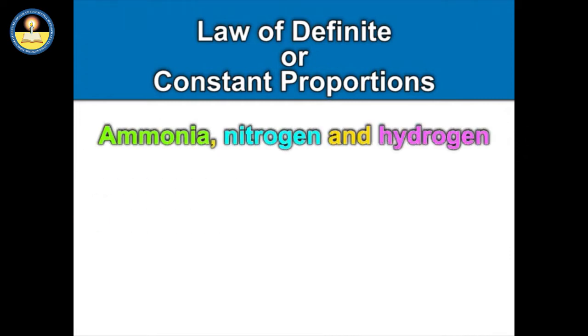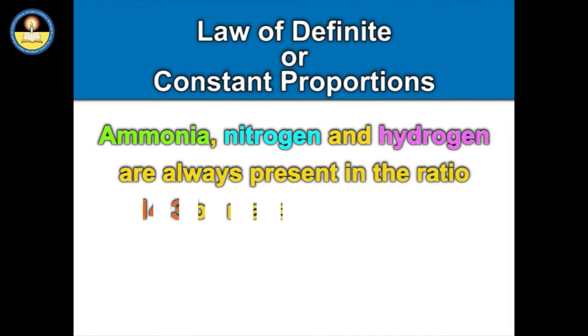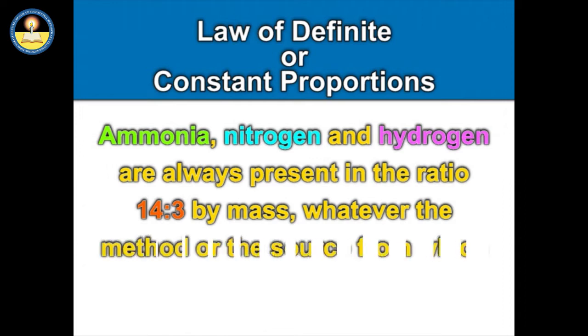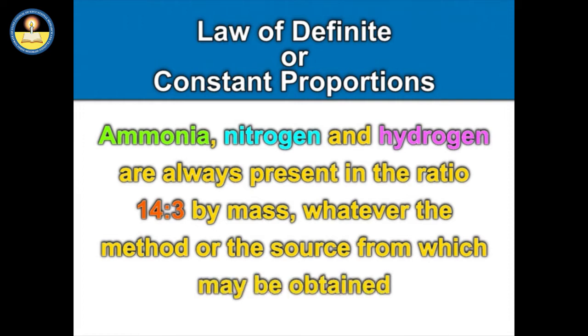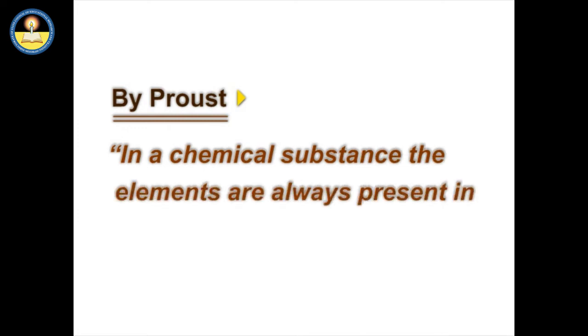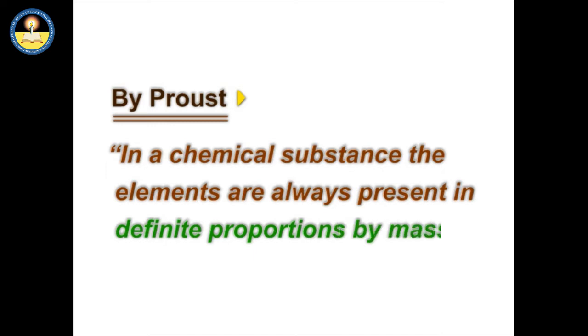Similarly, in ammonia, nitrogen and hydrogen are always present in the ratio 14:3 by mass, whatever the method or the source from which it may be obtained. This led to the law of constant proportions, which is also known as the law of definite proportions. This law was stated by Proust as: in a chemical substance, the elements are always present in definite proportions by mass.